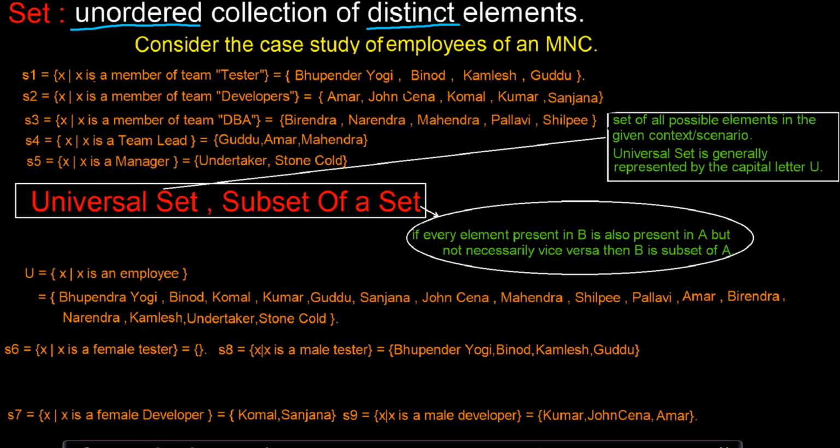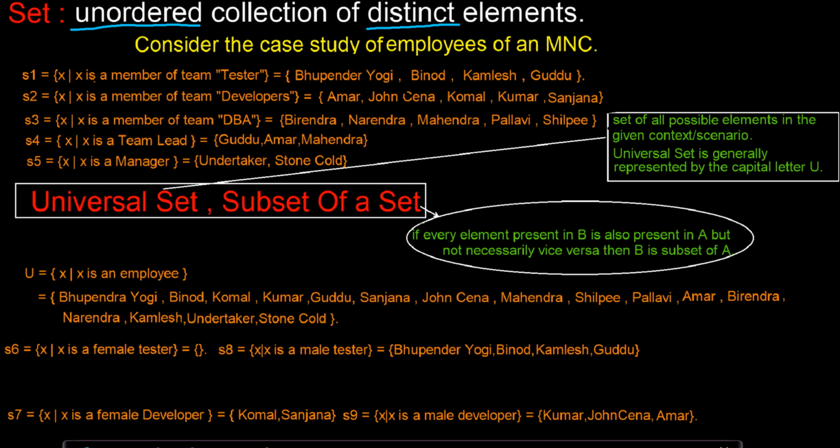And let's look at the case study of employees of an MNC. Let's say in an MNC there is a project, and in a project there are many teams: a team of developers, a team of testers, a team of database administrators. There are other teams as well, but in this example we have this set of 3 teams. Like S1 is a set of testers, S2 is a set of developers, and S3 is a set of database administrators.